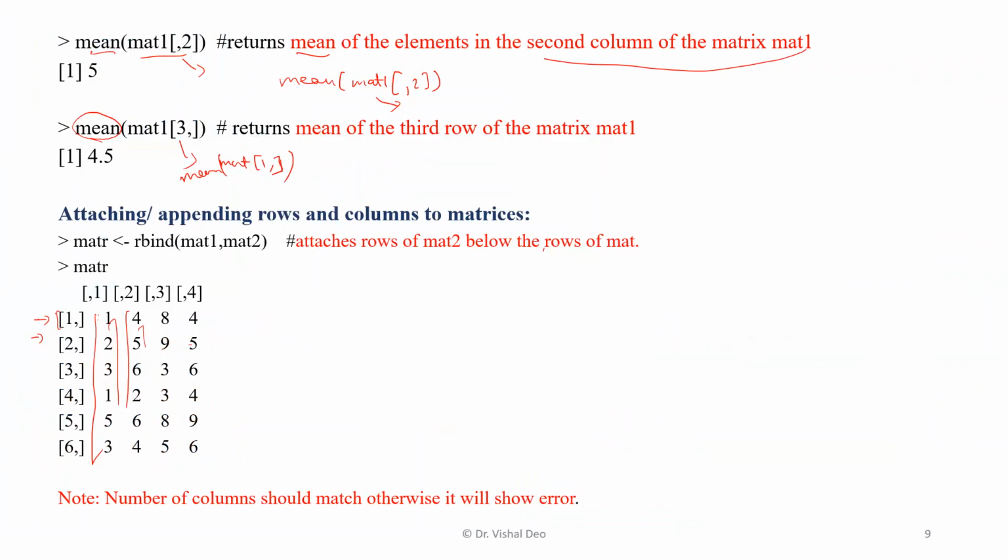Now this is something useful which we are going to discuss, which is attaching or appending rows and columns. Basically, if you want to combine two matrices and form a single matrix, suppose you had saved marks of certain 10 students in one matrix, and other 20 students in another matrix, and now you want to combine them to create a single matrix of the entire data of 30 students.